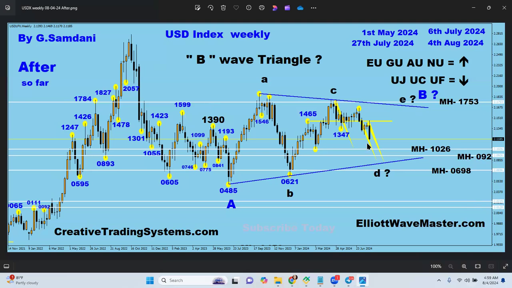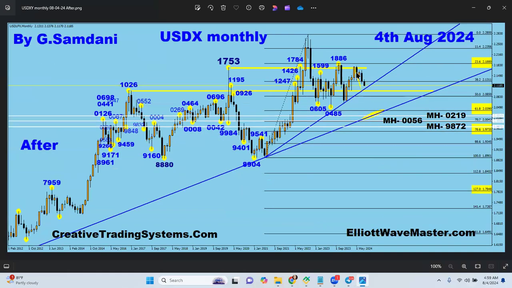Now, remember the first chart, the monthly chart I showed you? This is how it looks now. I said from 1753 it's going to drop. The first target is this rising trendline and 1026. Then break that, and we're going to go here. So we are very close to our first target. Let's see what happens after that. We hit that target. Are we going to break below it or bounce? Time will tell. So this is what the US dollar index is doing so far.